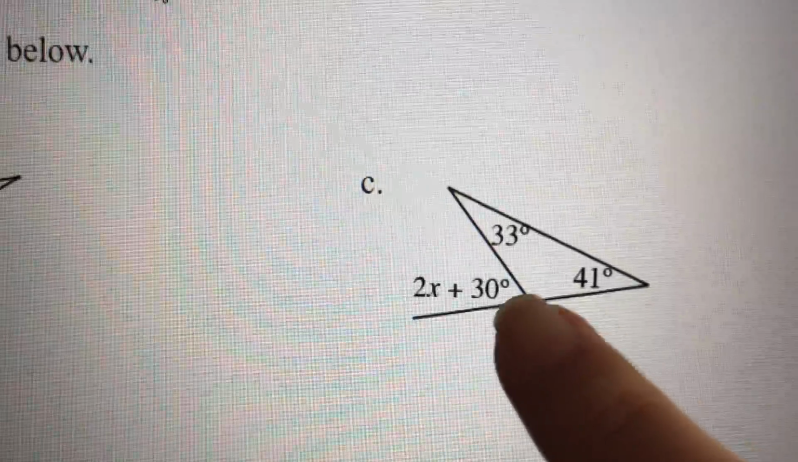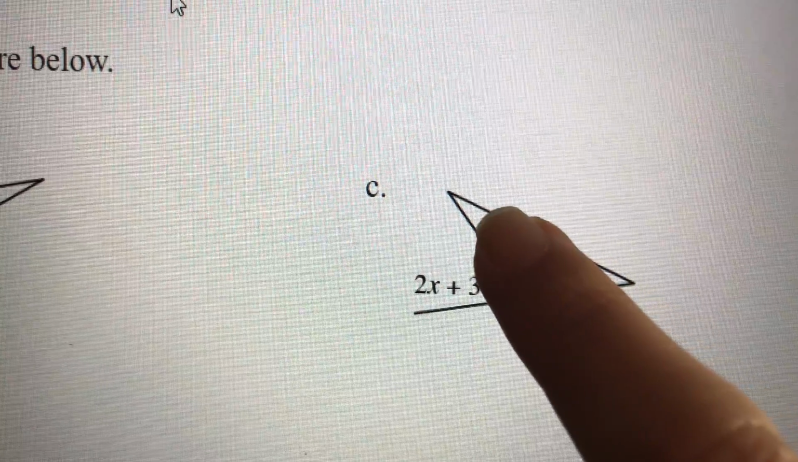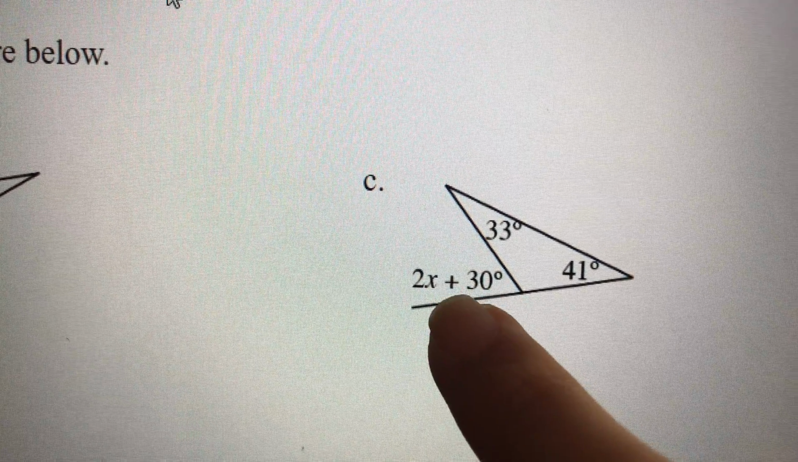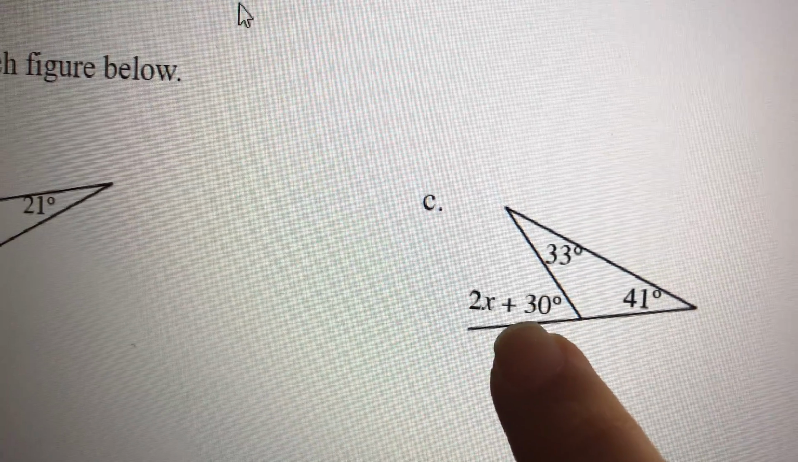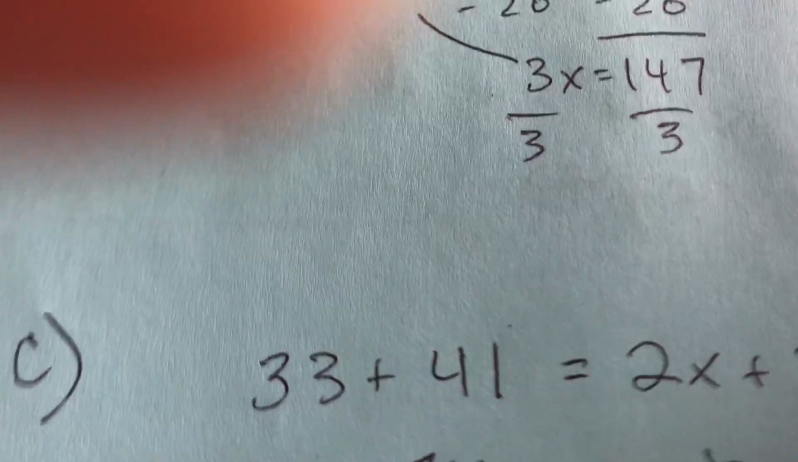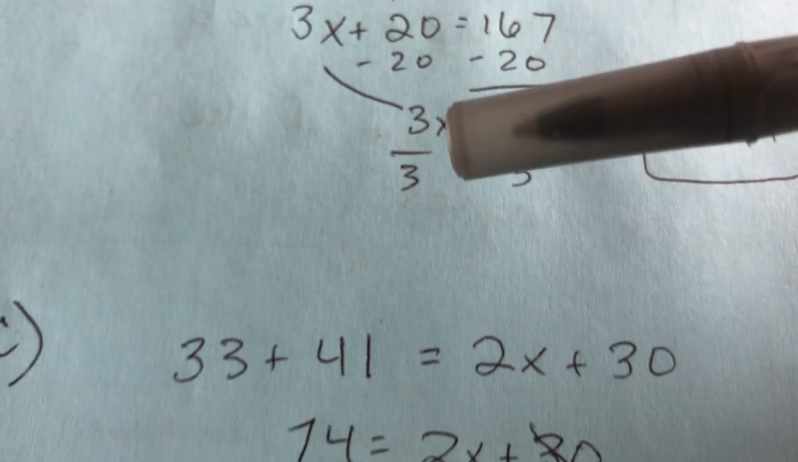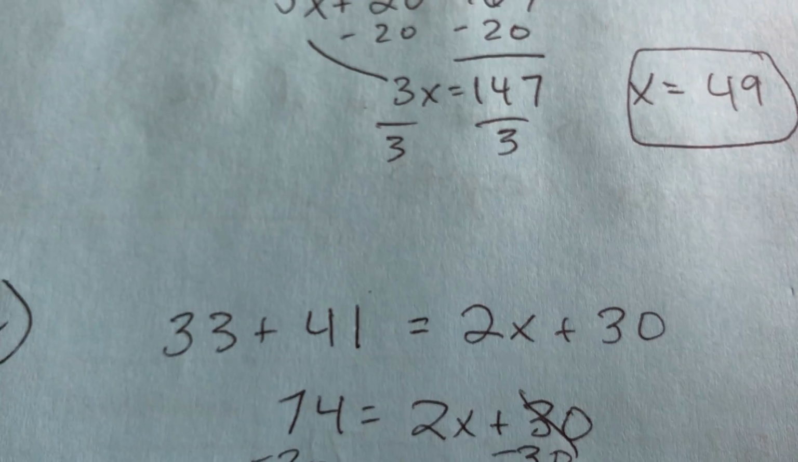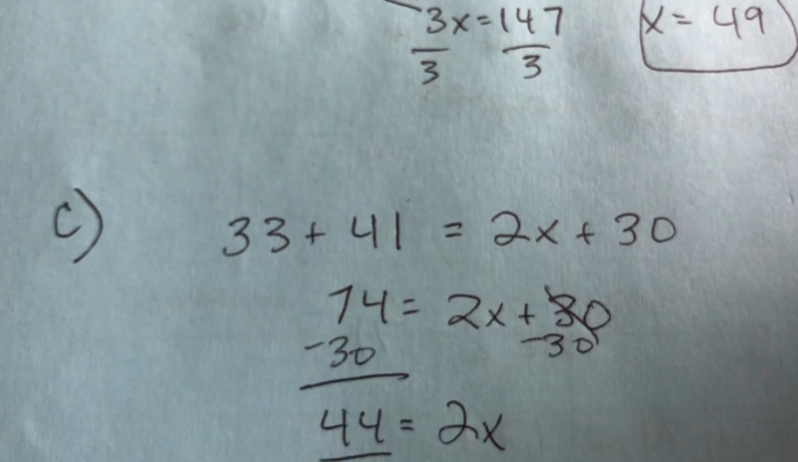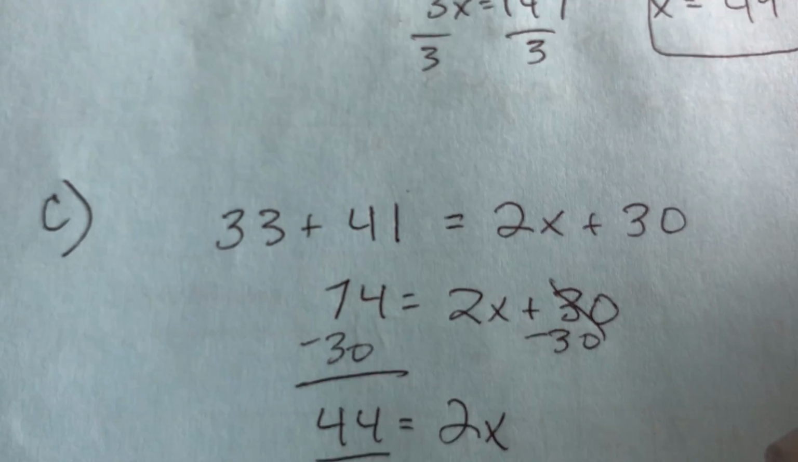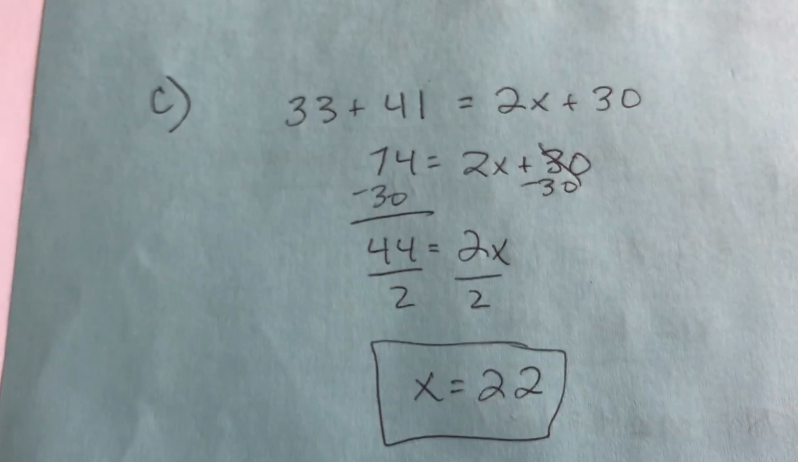Part C, this one's a little different because it's giving us the two remote interior angles, and the x is now in the exterior, but same idea. So we want to add 41 plus 33 and set it equal to 2x plus 30. So let's look at my work. I did 33 plus 41 equals 2x plus 30. I can easily add those numbers together to get 74 equals 2x plus 30. And then I subtracted 30 from both sides because I wanted 2x alone. And I was left with 44 equals 2x. Divide both sides by 2. And I got x equals 22.